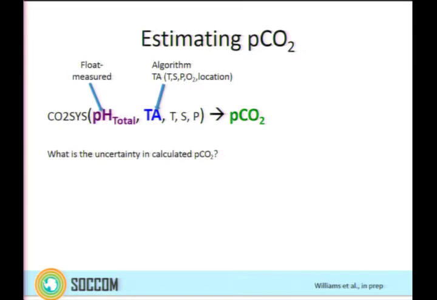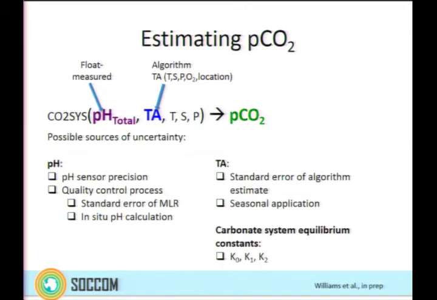Okay, so now hopefully I've convinced you that you should believe this pH data. I'm going to talk a little bit about what the uncertainty is in using that sensor data with alkalinity to calculate something like PCO2. So the sources of uncertainty for this come from three basic categories: the pH, the alkalinity, and then there's also some uncertainty associated with the calculation itself, so uncertainty in those equilibrium constants that relate all of the carbonate system parameters.